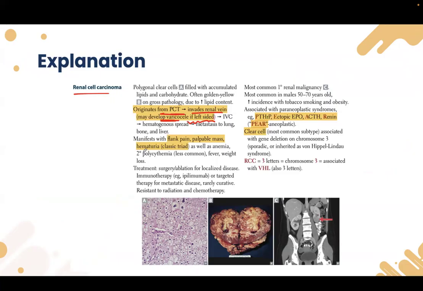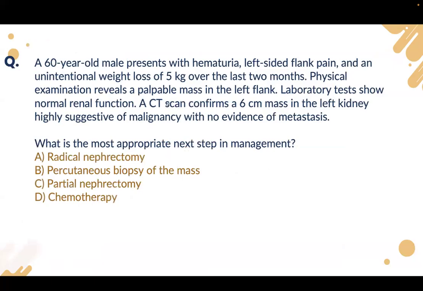It presents with the triad, which is hematuria, flank pain, and a palpable mass, all of which were there in our question scenario. It's associated with PAIR, which is basically PTHrP, ectopic EPO, ACTH, and renin. You probably covered them with the FUAs, so I won't go over them in more detail. So this is basically a typical presentation of renal cell carcinoma. The most common risk factor is smoking, and it happens in males 50 to 70 years of age.